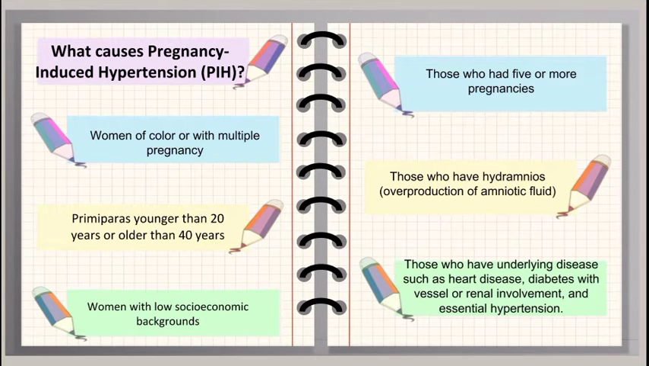So first is woman of color or with multiple pregnancy, primiparas younger than 20 years or older than 40 years, women with low socioeconomic backgrounds, those who had 5 or more pregnancies, those who have hydramnios or overproduction of amniotic fluid, and last is those who have underlying disease such as heart disease, diabetes with vessel or renal involvement, and essential hypertension.